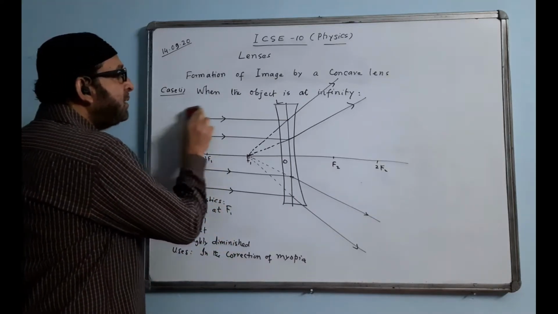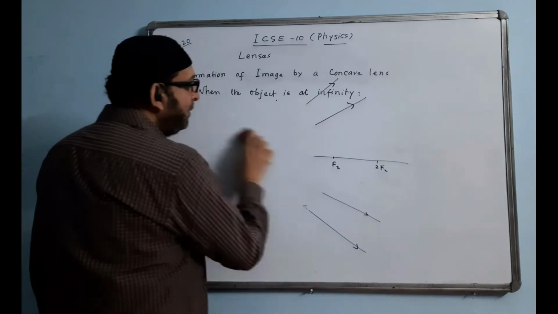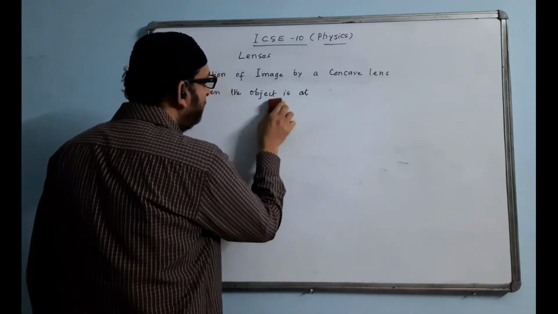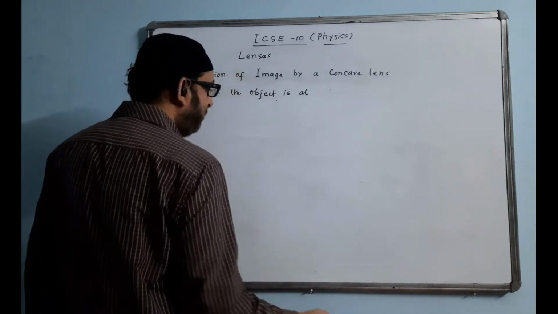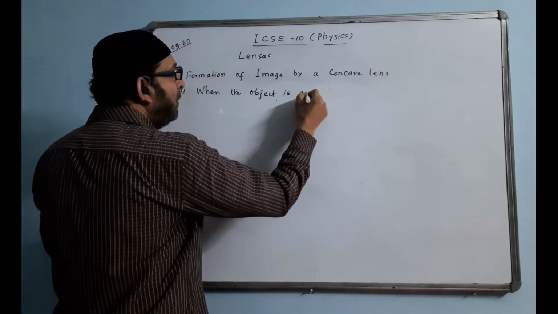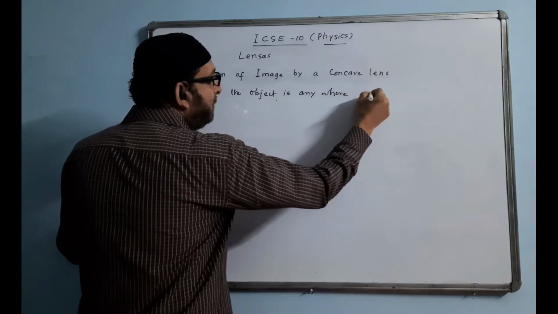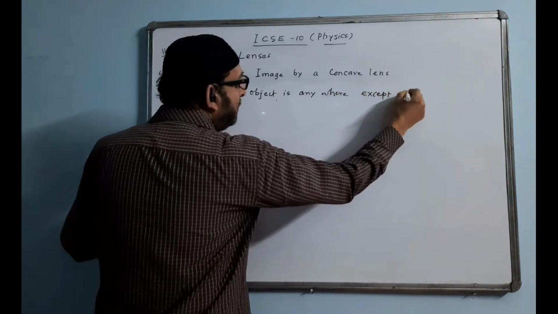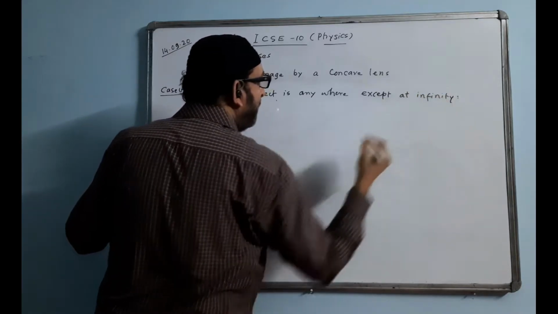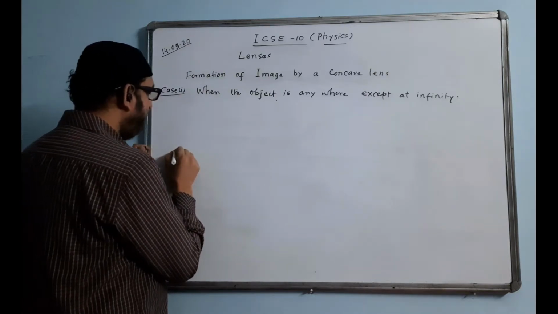We have another case, that is case 2. Only 2 cases we have here, unlike the convex lens. In convex lens we had 6 cases, but here we have only 2 cases. When the object is anywhere except at infinity, other than at infinity, that is the second case. So for that also we will do the same way.